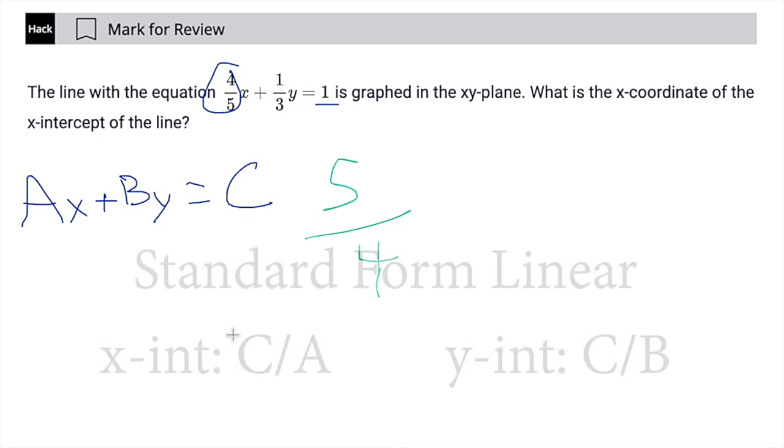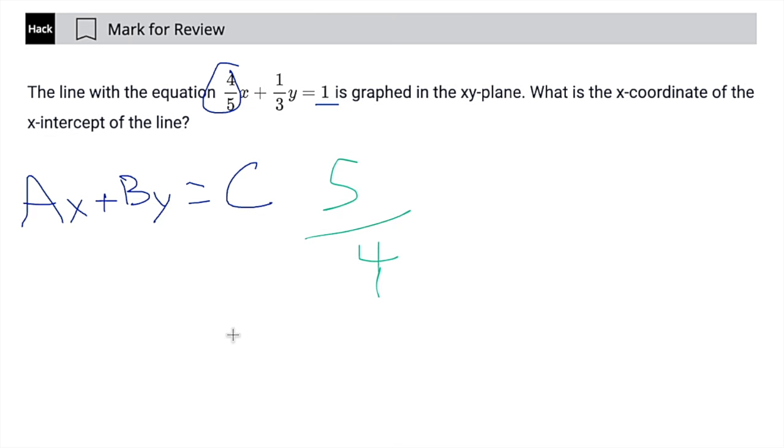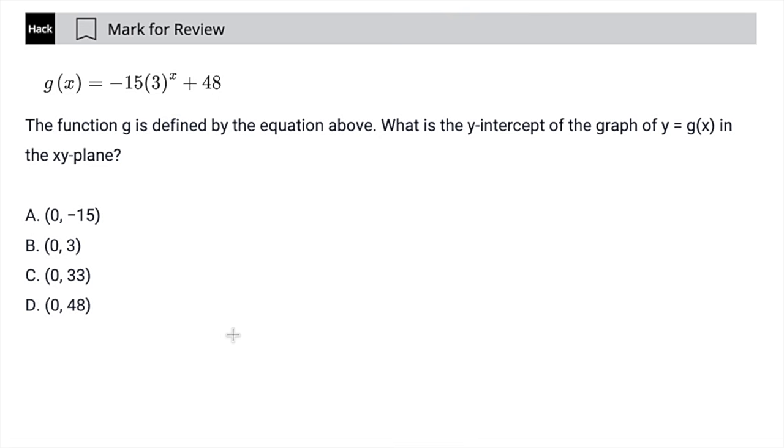So there's a couple of bonus hacks for you if you come across a standard form linear equation like this. Of course, it really comes in handy on something like this, where you might say, oh, this is linear, so b here is our y-intercept. Or, oh, this is actually exponential, meaning that this first number in front of the parentheses is our y-intercept. But in fact, that's not what's going on here.